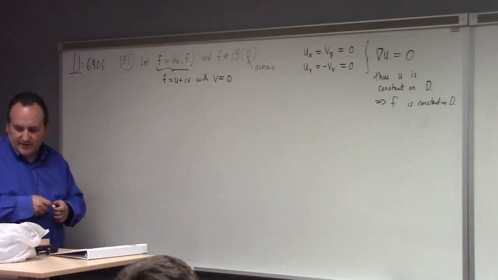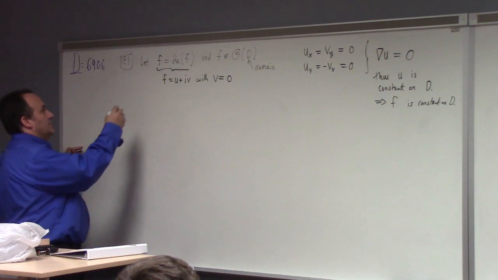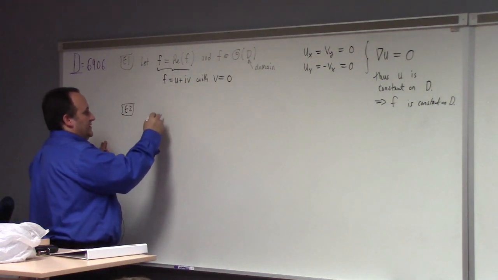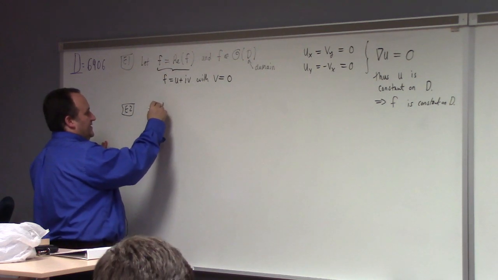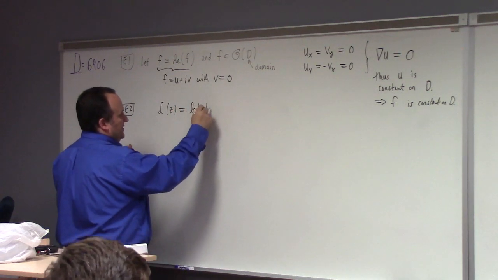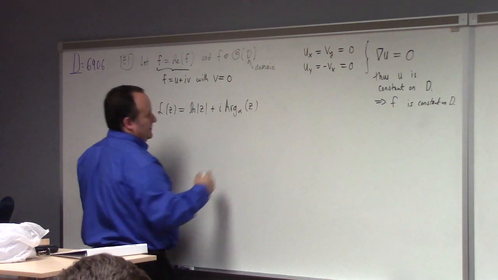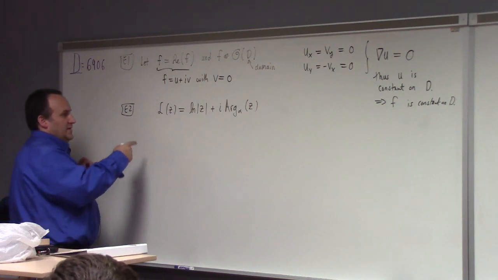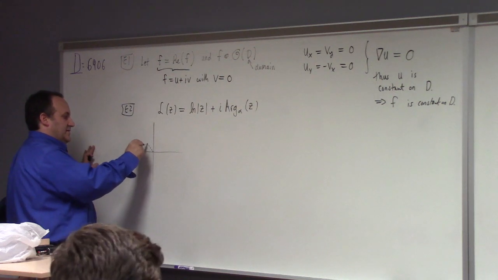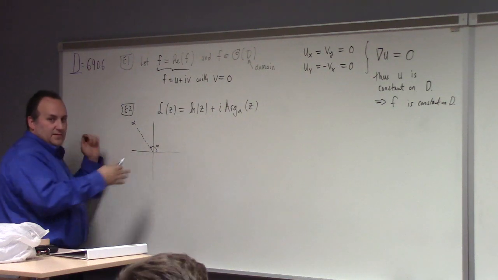Next up, one of the other things I missed was the power rule. So example 2. We can look at L of z equals the natural log of the modulus of z plus i times arg alpha of z. This is the logarithm, and I'm missing the angle alpha, right? There's a jump in the angle.